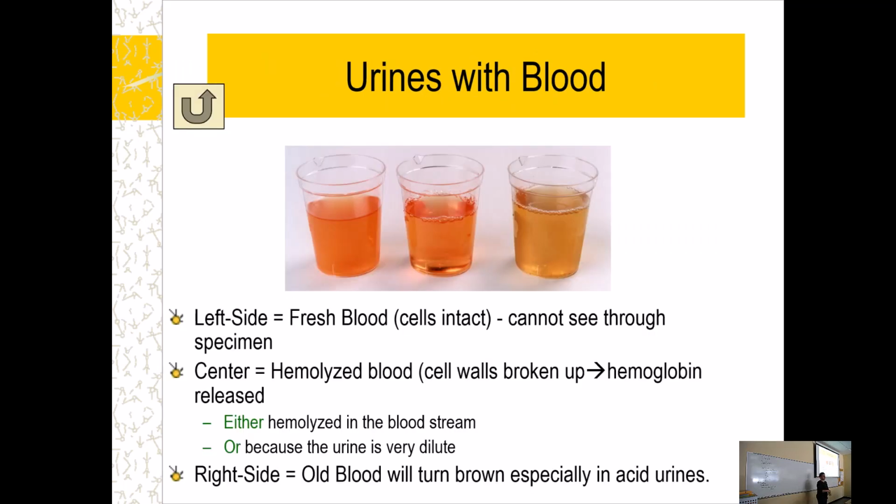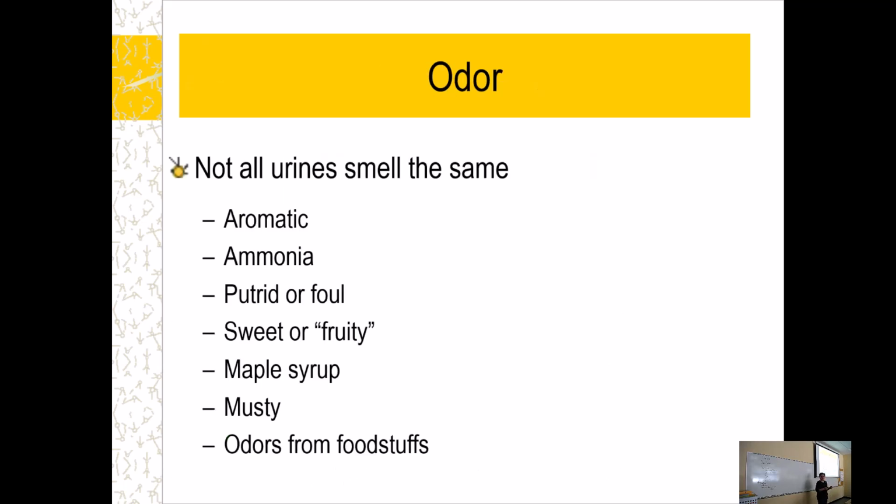Now, urines with blood. On the left side here, this is fresh blood with cells intact. See how cloudy that is? Versus the center one, see how it's clear? It's your hemolyzed blood. So the cell walls have been broken up and hemoglobin has been released. So that was the question you asked. We got the cloudy red versus the clear red. We're looking at cells versus hemolysis. On the right side, it's an old blood and it turns kind of a brownish color, especially in acid urines. So that can affect the color when you're looking at an older urine.